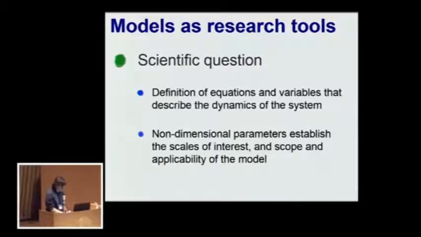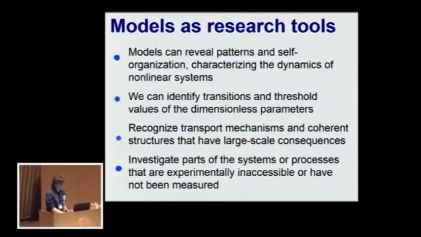So what are models important for? What can we do with them? Used as research tools, they can give us information about pattern formation, for instance, self-organization, dynamics of nonlinear systems. We can identify the transitions. We can perform numerical experiments to see how different parameters affect the system and when this dynamical system goes through a transition. We can recognize what is most important in the flow, for instance, the coherent structures of the flow, which, even if they are small, can have large scale consequences, right?